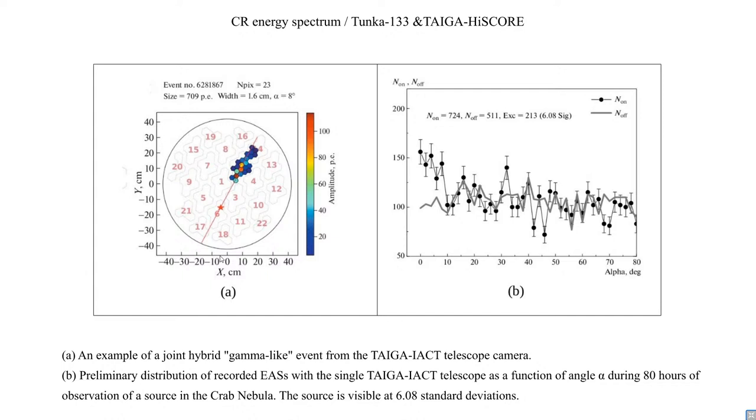The image on the left is an imaging atmospheric Cherenkov telescope camera image of a gamma-ray shower. The image on the right is a preliminary result of the observation of the Crab Nebula with a single telescope at a threshold detection energy of about 4 teraelectron volts. This near-zero alpha indicates the presence of a source from the Crab Nebula.